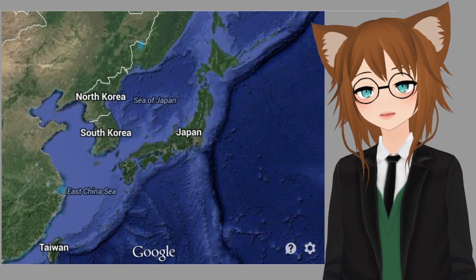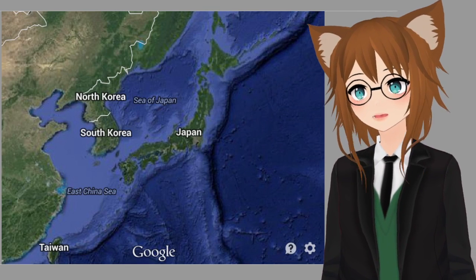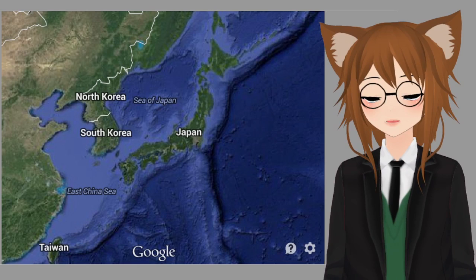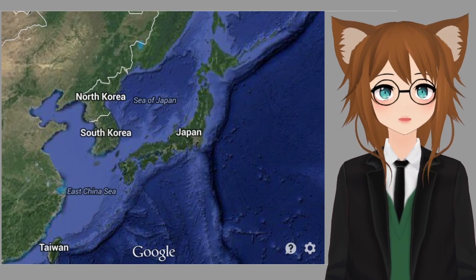And then you have the other tectonic plates pushing against the Pacific plate. So it's this little battle.